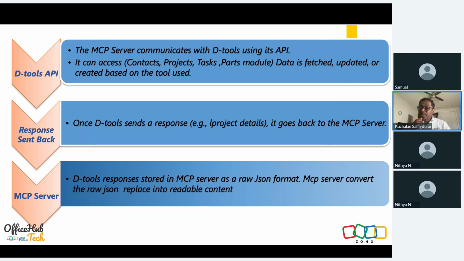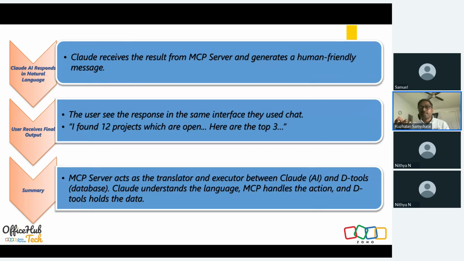And this MCP server will store that information in JSON format. Then it would convert the raw JSON into readable content. That readable content goes into the LLM. These are the detailed steps, step by step, of what happens behind the scenes, right? And the MCP server generates a human-friendly message. It captures all the information, does the analysis, and then provides the information you wanted, right?